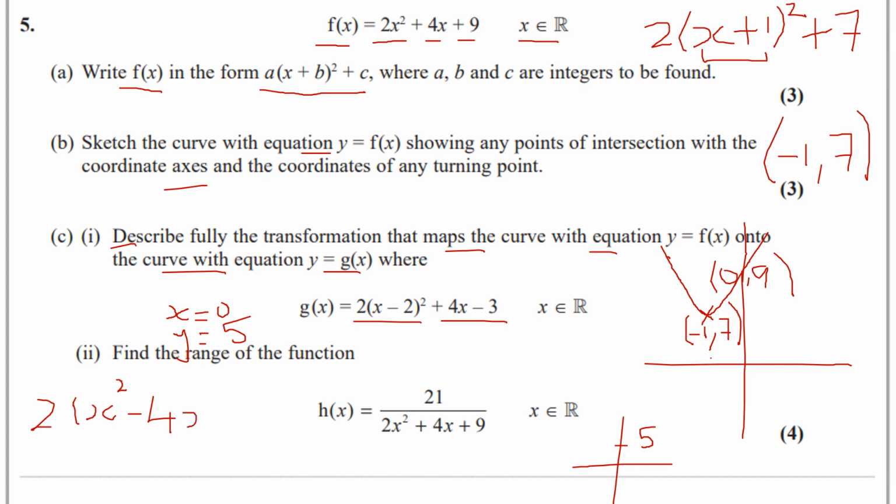plus 4. Okay, and you've got plus 4x minus 3. Okay, if this 4x wasn't there, then I could actually monitor it. Okay, so it'd be quite easy. But because that 4x is there, it's messed up the transformation, it's not as obvious. And I'm going to expand it.